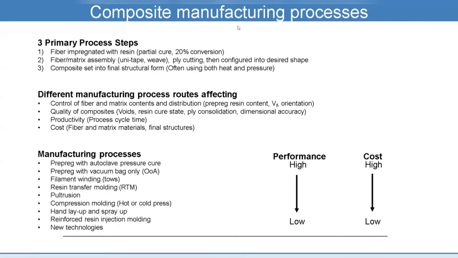You have productivity, the process cycle time, and the cost. The manufacturing processes that you could have can vary. For example, I'm listing a number of them from top to low, and here I am describing the performance and the cost. So that's some of the aspects we're discussing here.